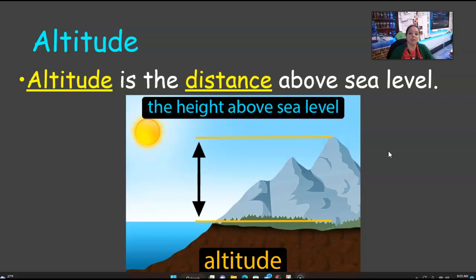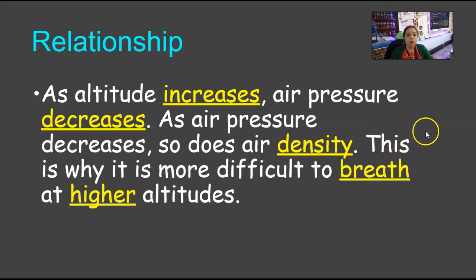Okay, off of that, we know that air has pressure. We also know that there's altitude. Altitude's a little bit different than elevation. Elevation is how high up you are on the ground, whereas altitude is how high up you are in the air. It's the distance above sea level, too. And there's a relationship. As you go up in altitude, the air pressure goes down because there's less air up there.